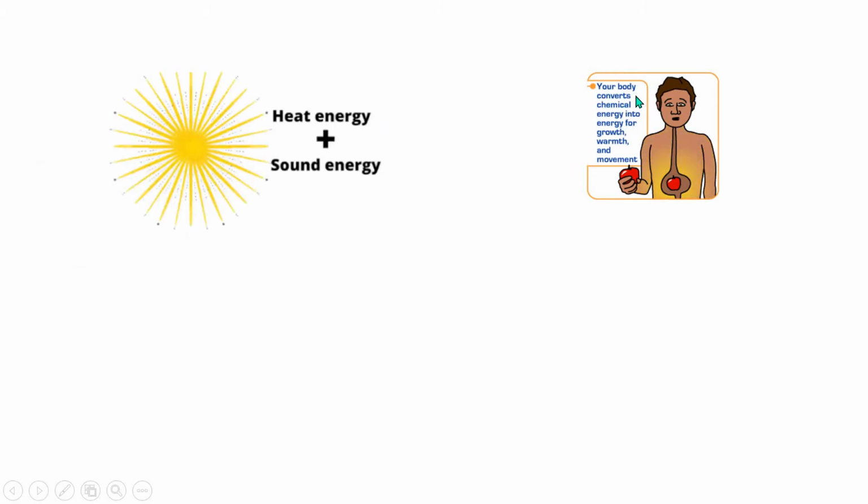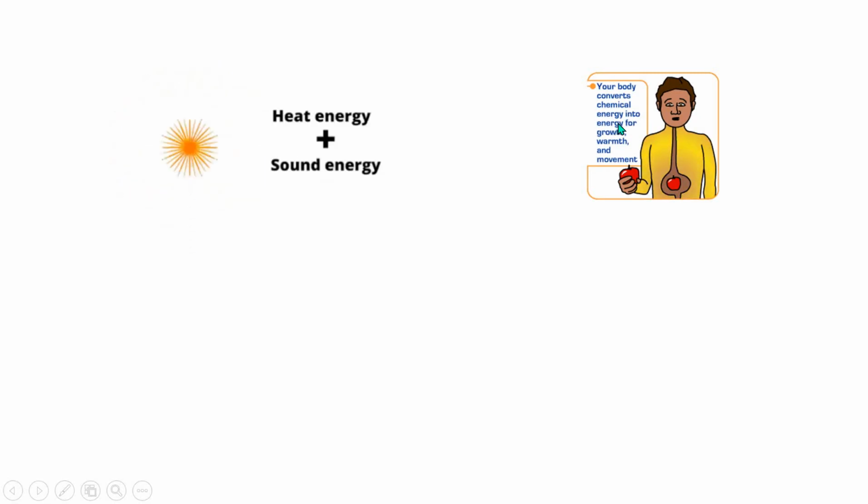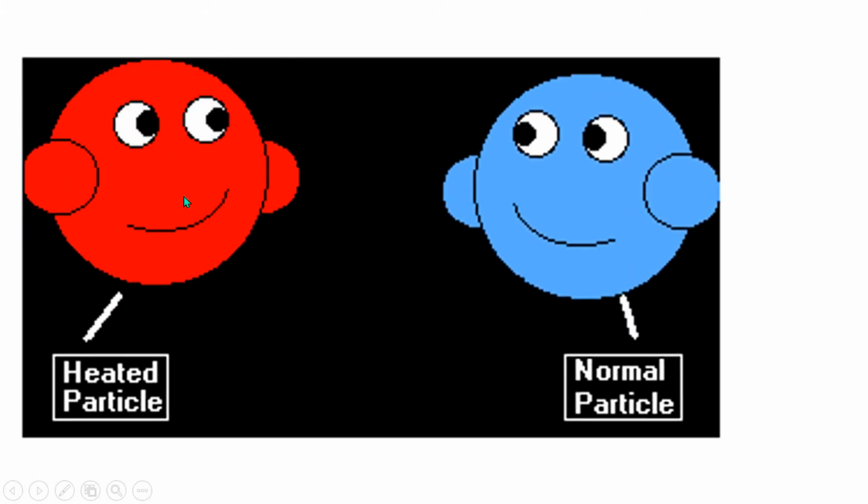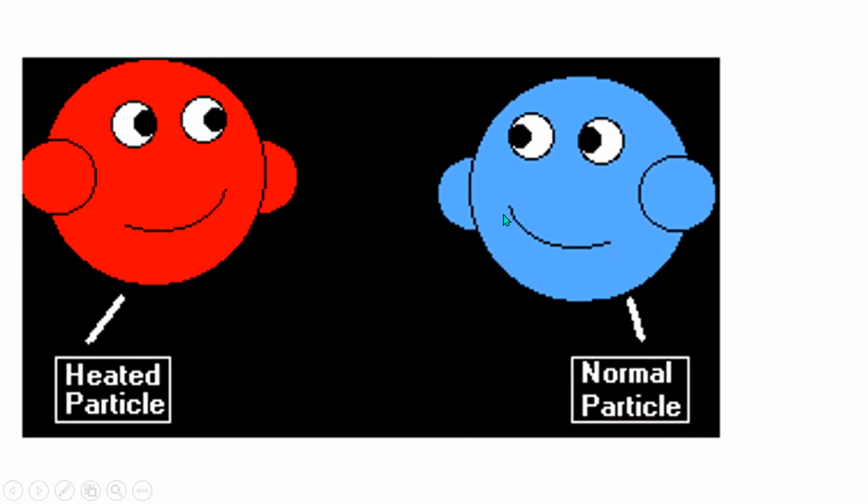And if we eat anything, our body converts that chemical energy into energy for growth, warmth and movement. And here you can see molecules at a higher temperature and molecules at a lower temperature. From the higher temperature, heat is transferred to the lower temperature until they attain the same temperature.